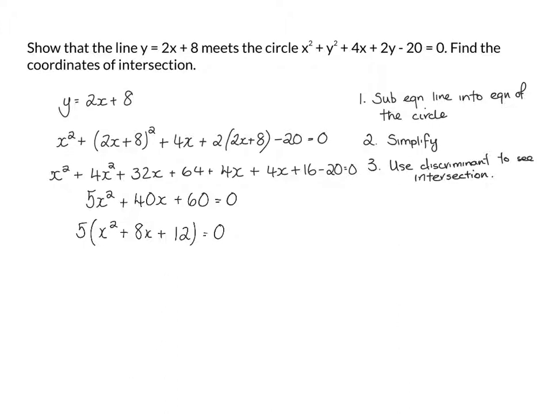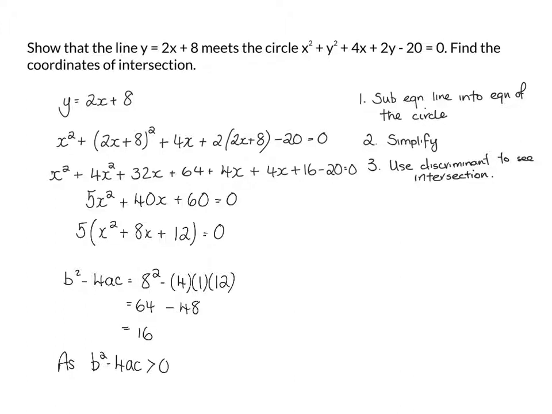So let's use the discriminant here, so b squared minus 4ac, so it's going to be equal to 8 squared minus 4 times 1 times 12. So we get 64 take away 48, which is 16. So as b squared minus 4ac is greater than 0, it intersects at 2 points.